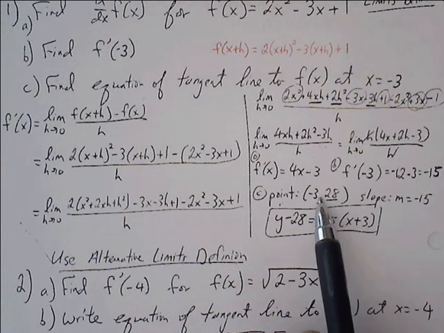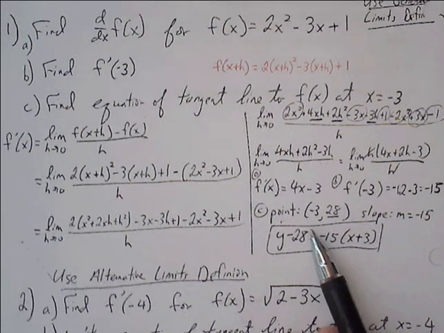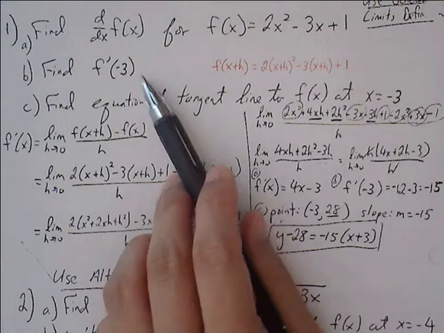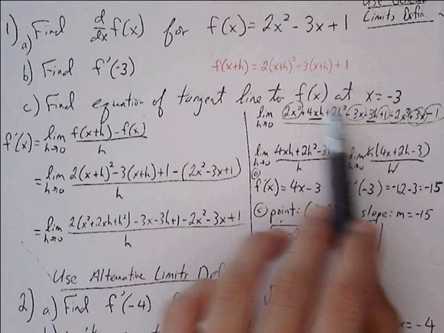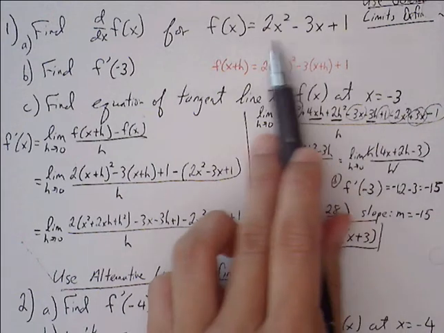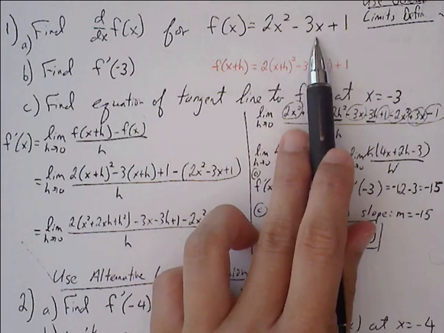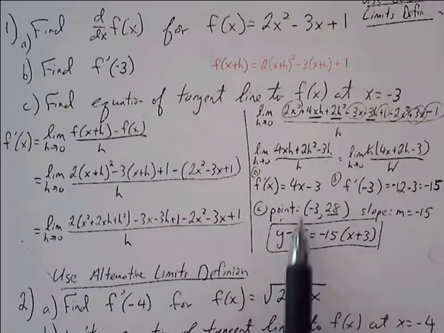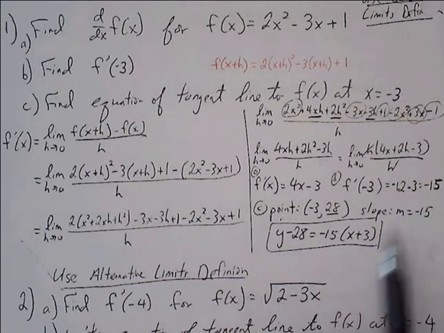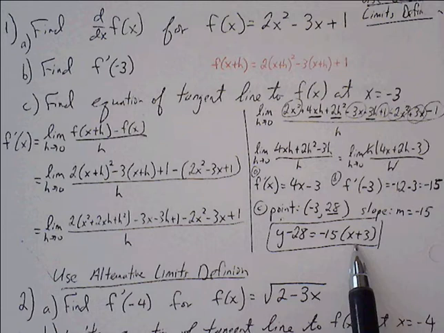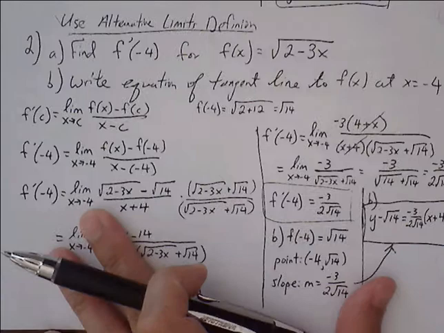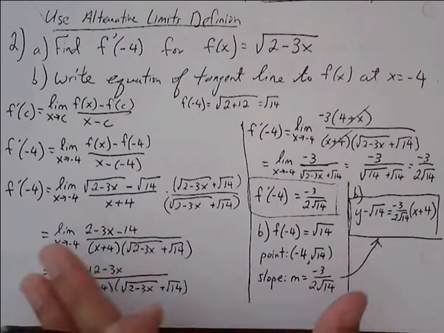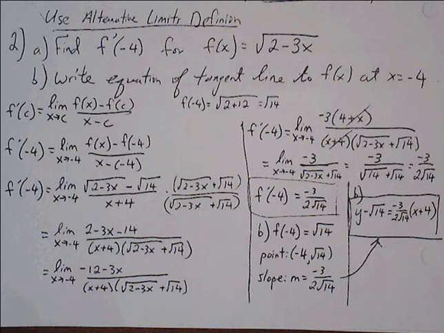We also need the ordered pair. We have the x value, so we need to find the y value as well. We can plug negative 3 into the original function: 2 times negative 3 squared minus 3 times negative 3 plus 1 is 28. So we have our ordered pair, we have our slope, and then we can put our equation in point slope form. Okay, number 2, use the alternate or alternative limits definition.